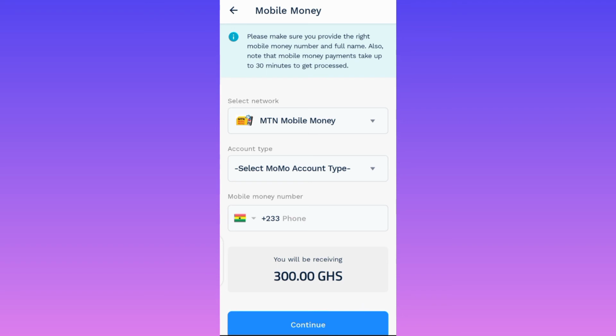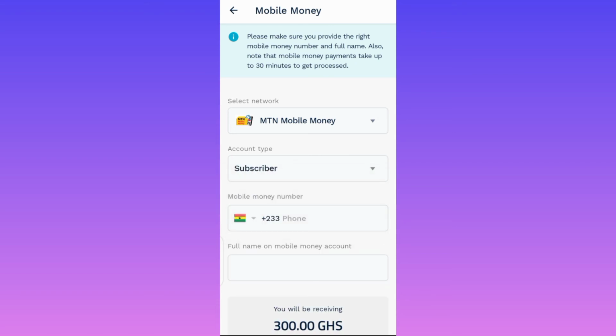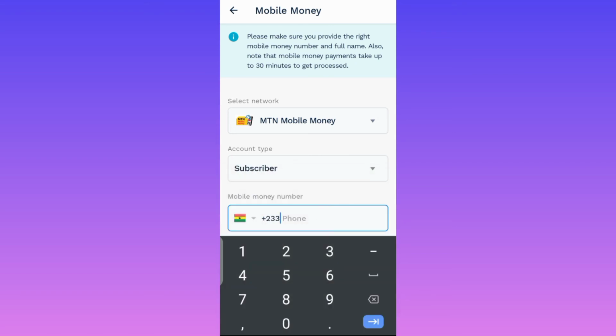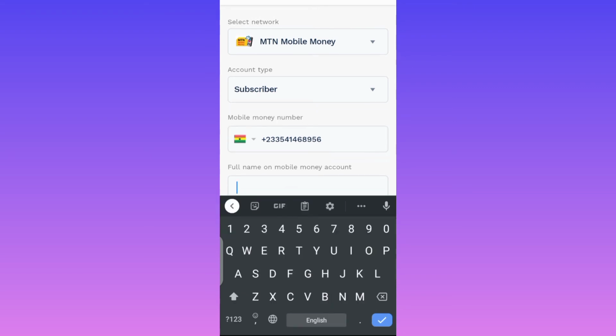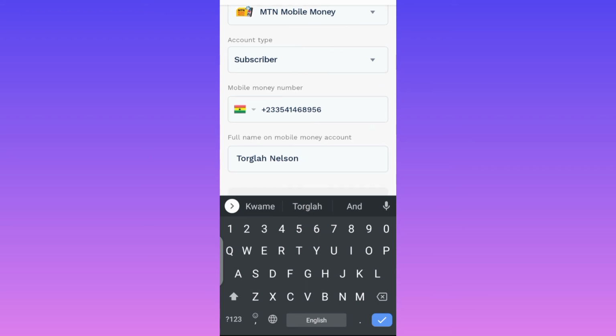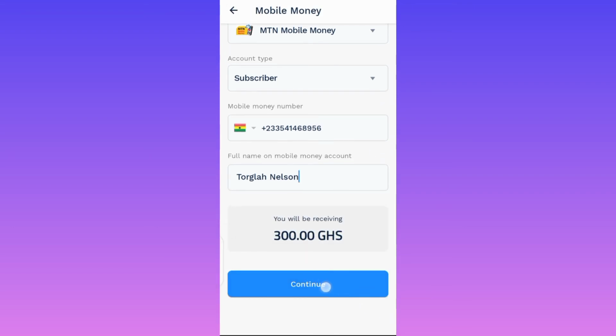Select MoMo account type. I'm a subscriber, I'm not a merchant. So we have merchant and subscriber. Whichever one you are, you choose it. So I'm a subscriber. And then I have to input my mobile number. Okay, then I have to enter my full name. Okay, so now I've entered my full name. I have to continue here.